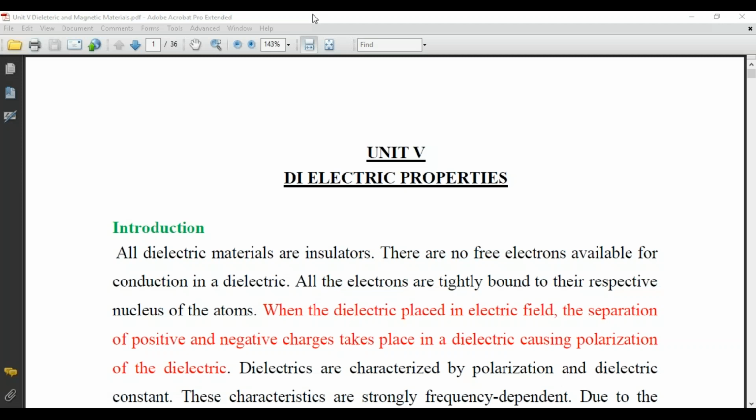So today we are going to discuss the dielectric properties and dielectric materials. See, materials can be classified in so many ways. Some of the ways are based on the energy gap, based on the resistivity, and based on the valence electrons.